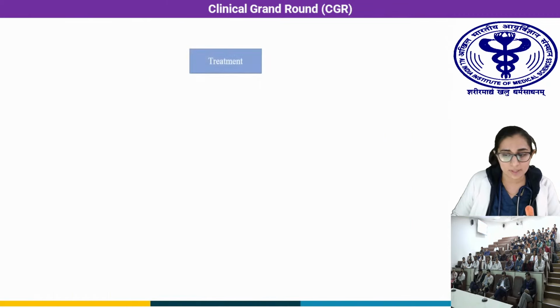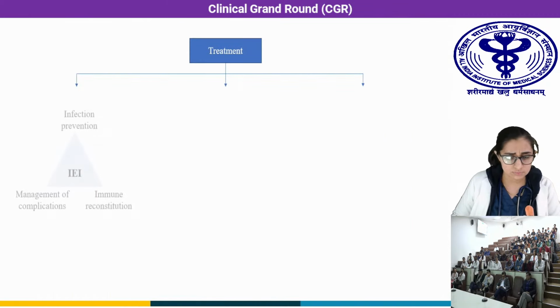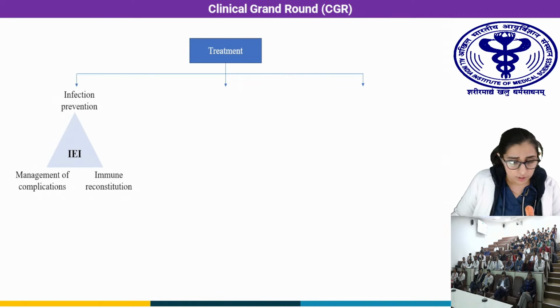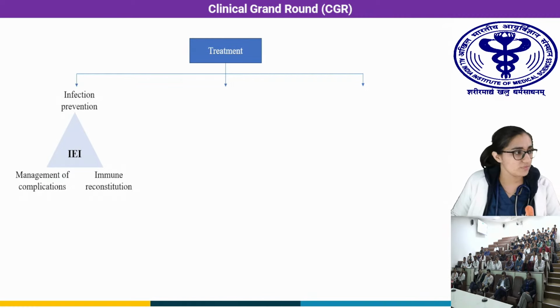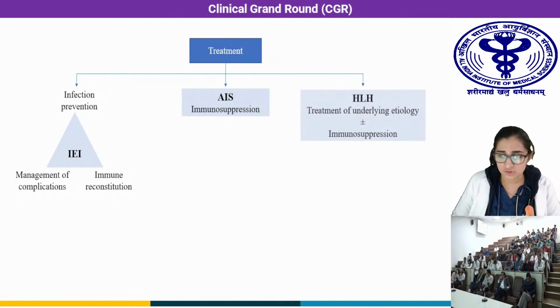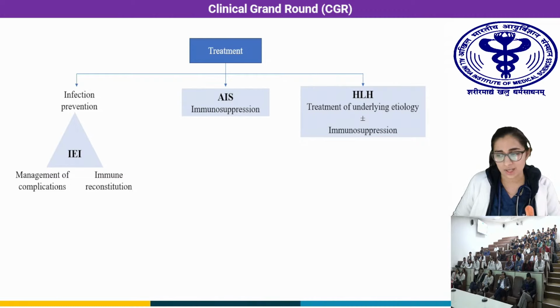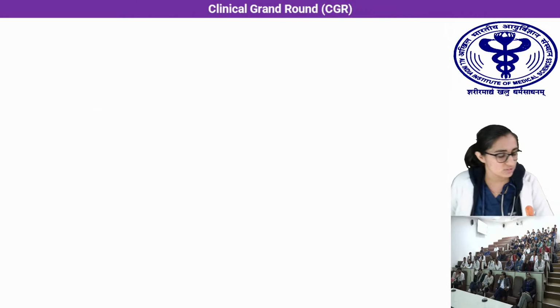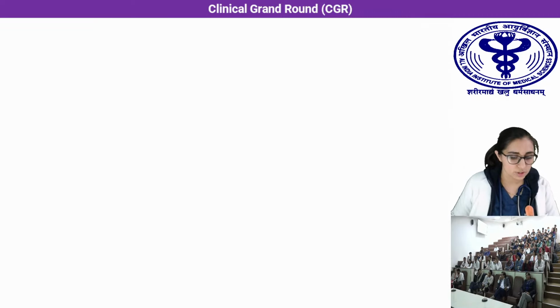The treatment will depend upon the condition which is diagnosed. For disorders of inborn error of immunity, we need to prevent infection, manage complications and immune reconstitution. Patients with autoinflammatory syndrome need immunosuppression. Patients with HLH, we need to treat the underlying etiology as well as need immunosuppression if the patient worsens. Now I would like to call Dr. Siddharth Jain, Faculty, Department of Medicine, for concluding the CGR.